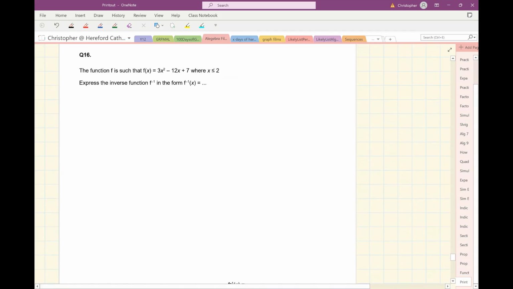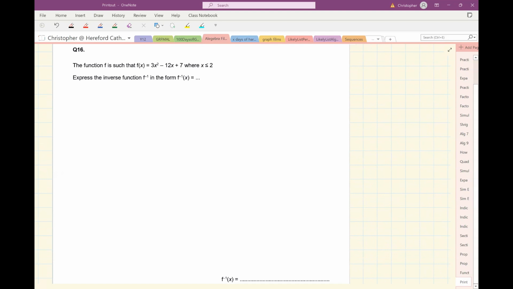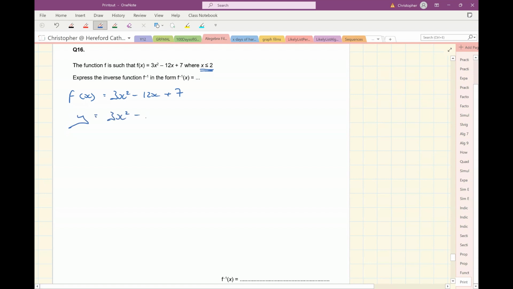Question 16. I'm given the function f(x), and I'm asked to find the inverse function. Right, so let's start by writing down that function f(x). It's 3x² − 12x + 7. Look out, there's a restriction on the domain of f. Right, so I need to find the inverse function, so I'm going to start by writing y = 3x² − 12x + 7. And now I'm going to make x the subject here.